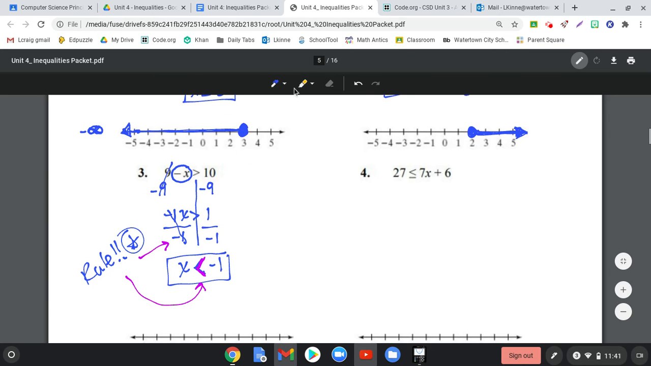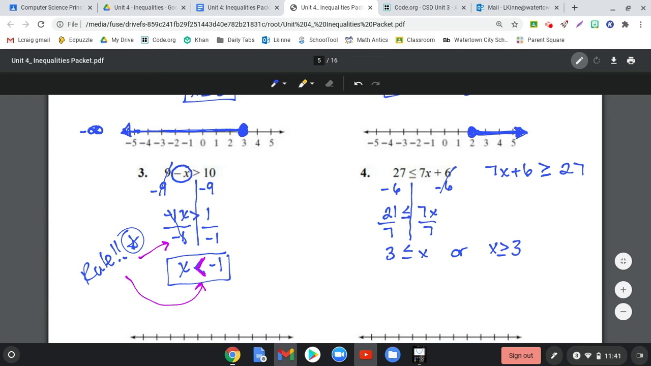Okay. So next one, again, if you don't like it like this, switch sides. So it'll be 7x plus 6. Since 27 is less than that, this is greater than 27, and you could solve from there. But either way, I'm going to subtract 6. So I have 21 is less than or equal to 7x. Divide by 7. So I have 3 is less than or equal to x. Or if I switch it, x is greater than or equal to 3.